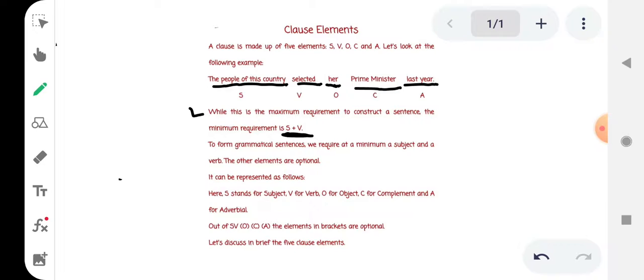We have seen earlier, to form a grammatical sentence, we require at a minimum a subject and a verb. The other elements are optional. Optional means that as per our requirement, we can include it or we can avoid it. It's not necessary that every time we include an object, a complement, or an adverbial in a sentence. A sentence can be with or without these 3 elements, but subject and verb are essential to form a sentence.